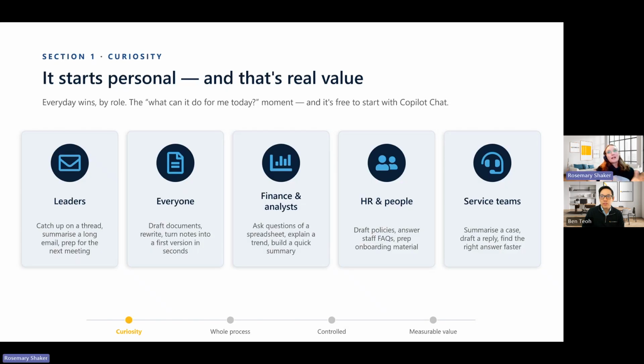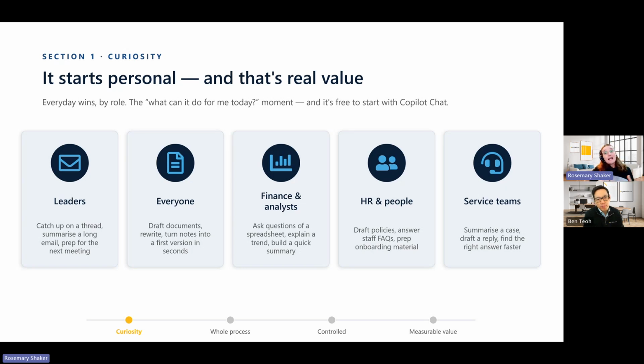All right, so Copilot has been around for about the last 2.5 years now. And what we found is Copilot has really started with curiosity. As we launched this, we've started to see personal productivity gains. Individuals have been achieving lots. It's proved real value for individuals. We've seen leaders able to reduce time spent on low-level admin tasks, allowing them to focus on higher value tasks. We've seen everybody across organisations drafting new documents, rewriting content.